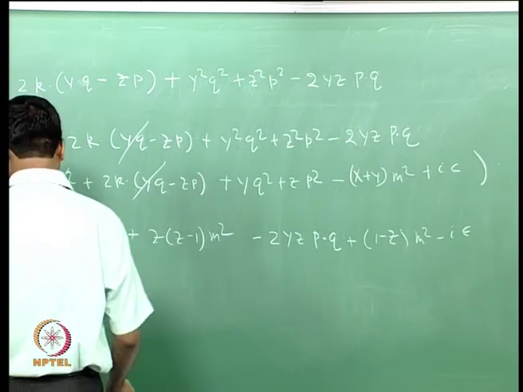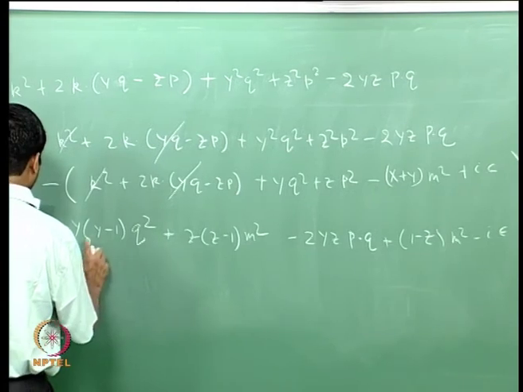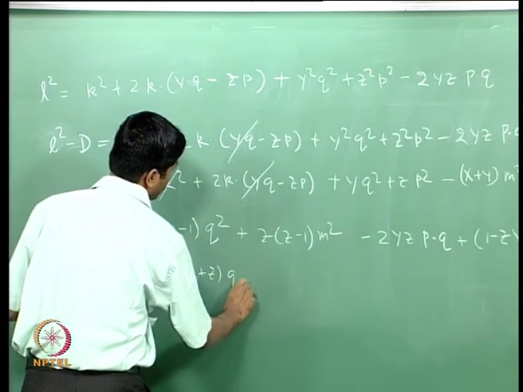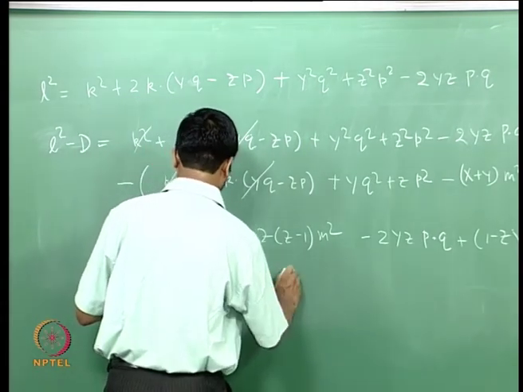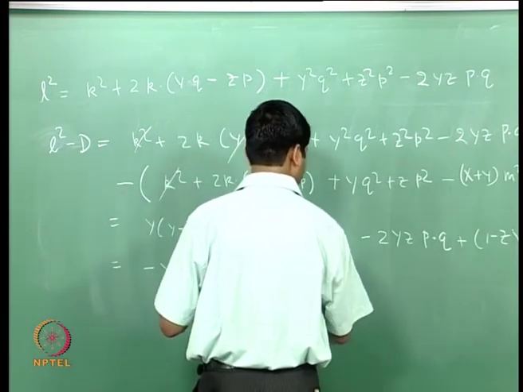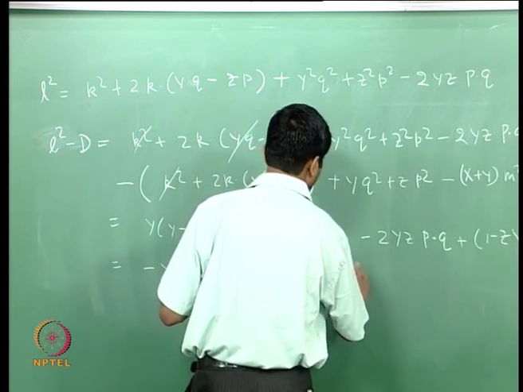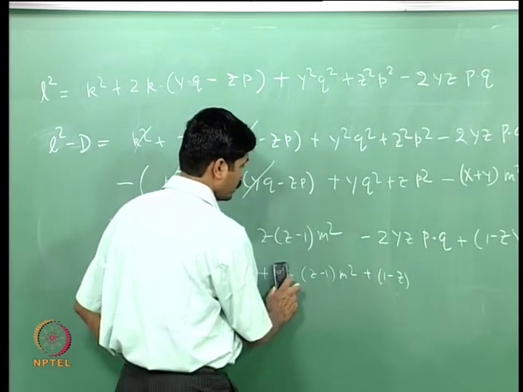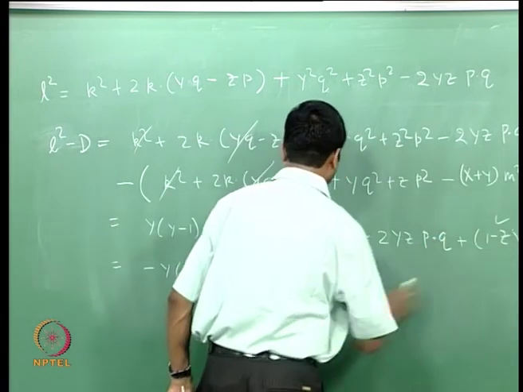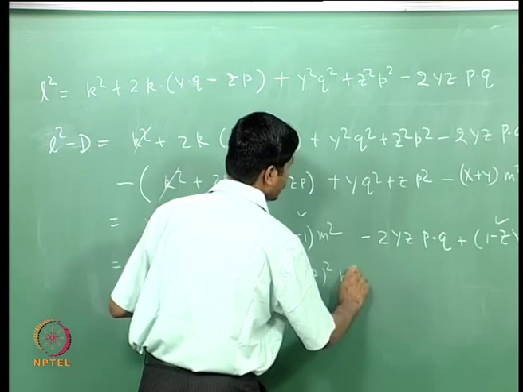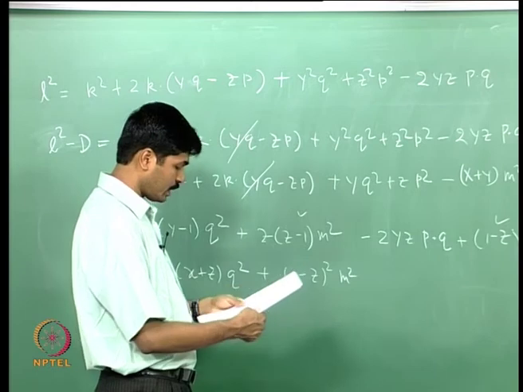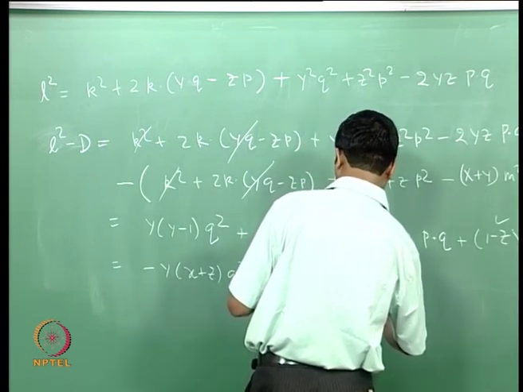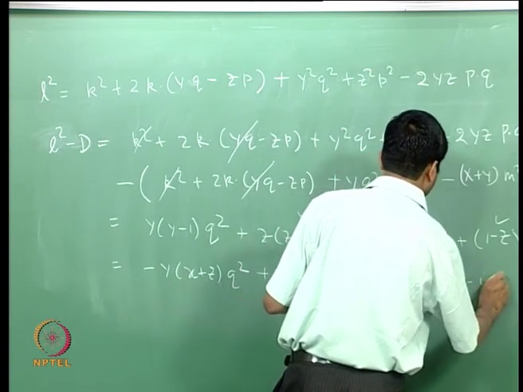So, this is y minus 1, I will write again, I will use this relation, minus y into x plus z q square, and here z into z minus 1 m square plus 1 minus z. So, if I combine these two terms here, what I get? I just get this and this will give me 1 minus z whole square m square, right? And then minus 2 y z p dot q minus I epsilon.